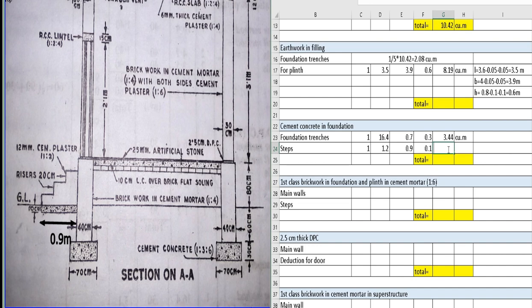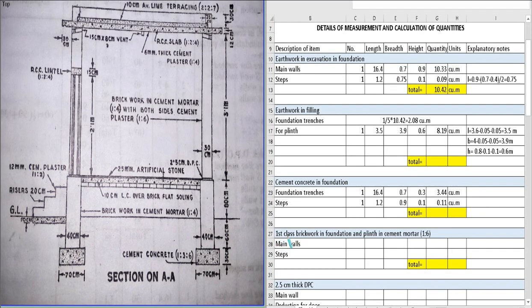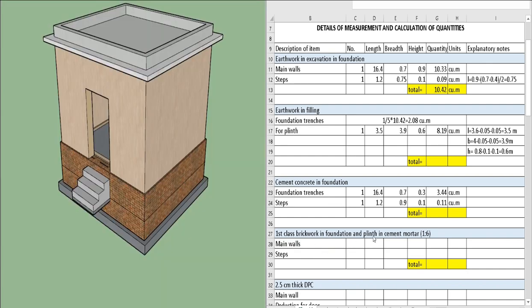So we get the total quantity 0.11 cubic meter. Our next step is to calculate the first class brickwork in foundation and plinth in the cement mortar, that is this portion, and this portion. And in 3D, the first class brickwork in foundation and plinth is this portion.